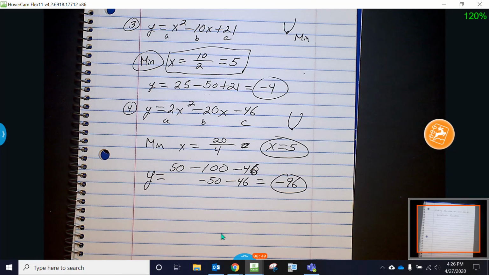Okay. So that's how you find the min or max of a quadratic. Just use the vertex, negative b over 2a. If it opens up, it's a min. If it opens down, it's a max. And that completes this lesson.